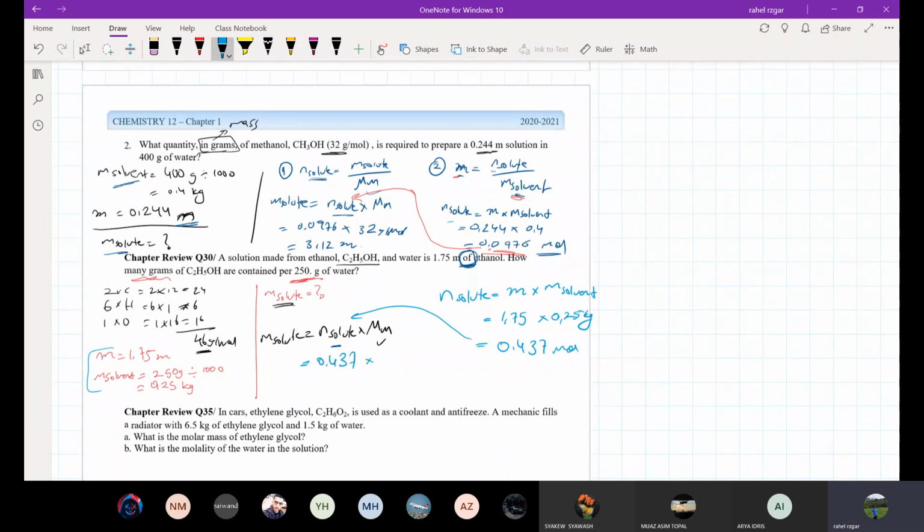This is the mole. Molar mass is 46, and the result is, hold on a second, 20.12, I think, but let me check as well. 46, yes, 20.12. 20.12 what? Grams. See, we found mass of solute. What is the solute? Ethanol.